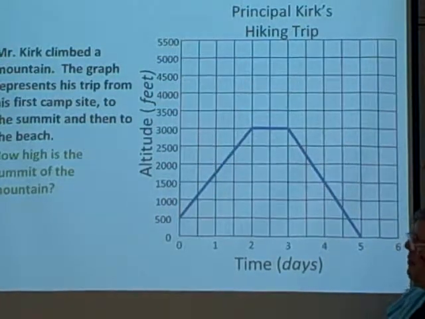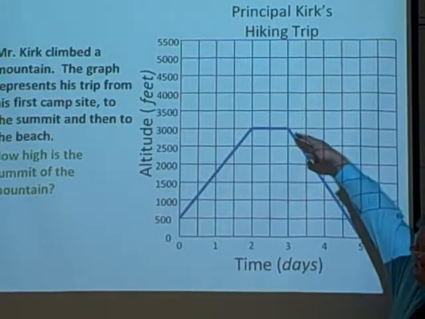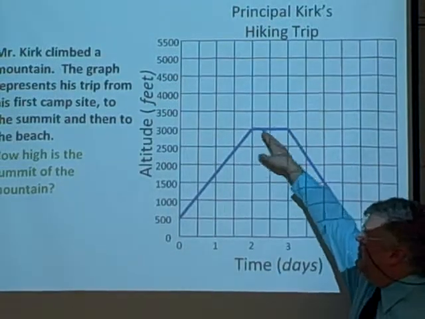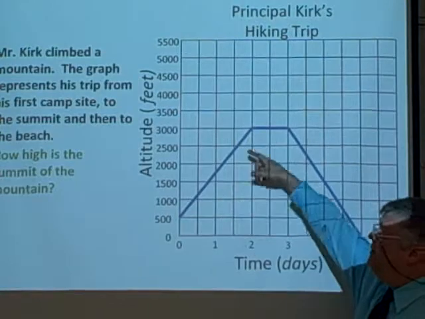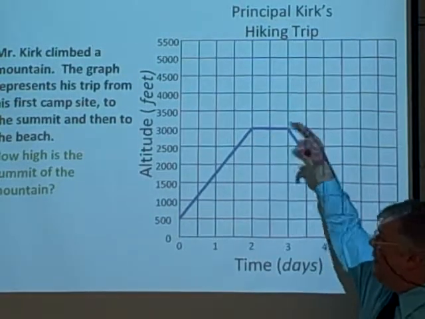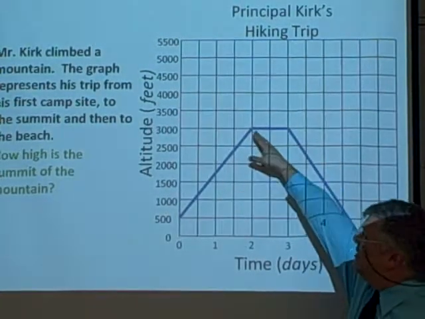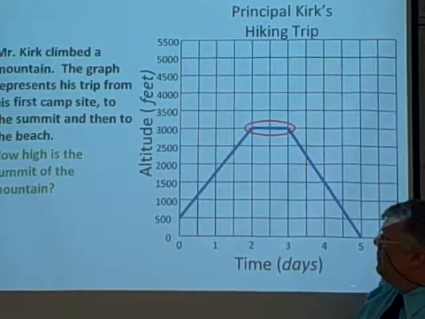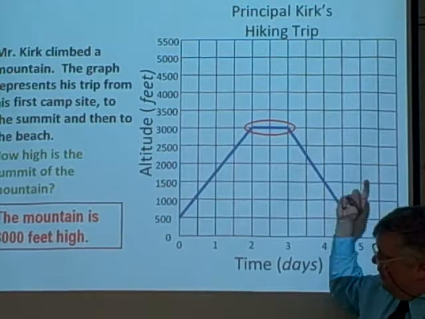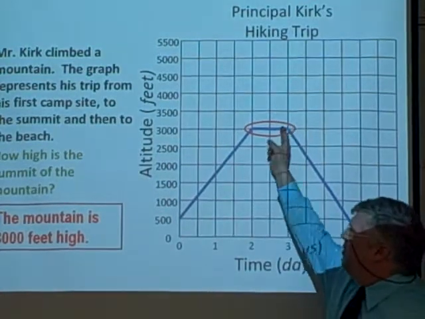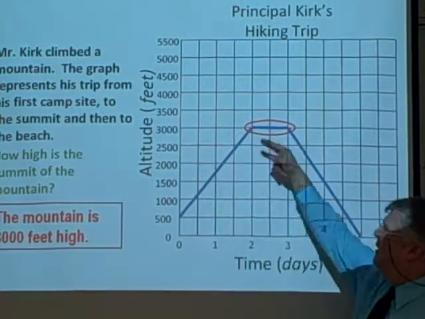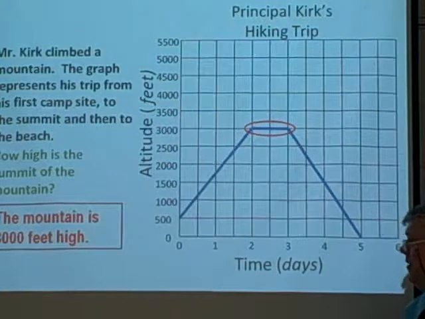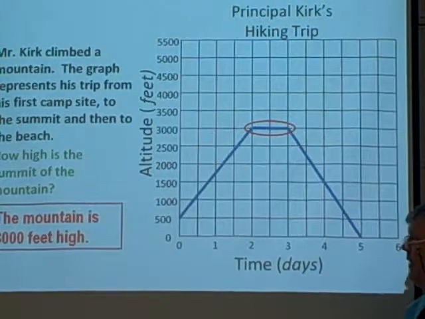How high is the summit of the mountain? Well, the summit is that point at the top here. How do I know that? Because he didn't go any higher. He climbed to the summit, and he didn't go any higher. So the highest point he reached was that 3,000 feet. So the answer is going to be 3,000 feet, because if you go along over here, you'll see that that line is at 3,000 feet. So the mountain is 3,000 feet high.